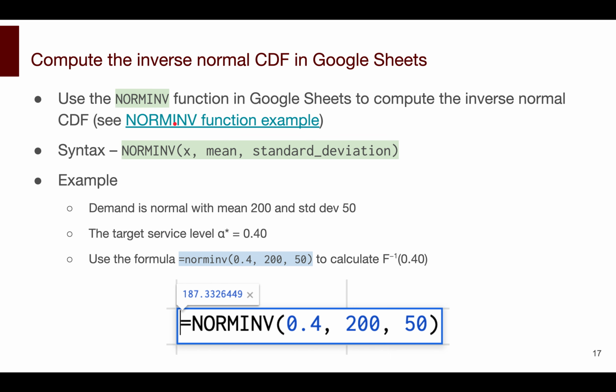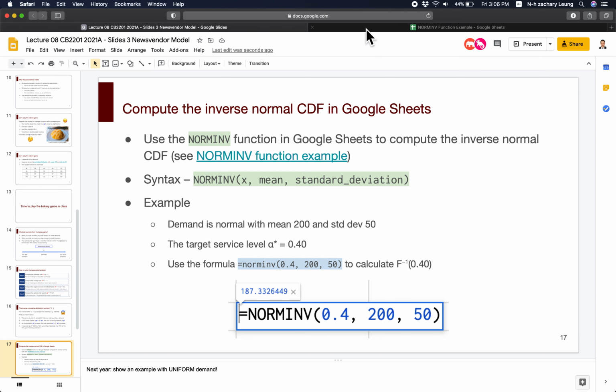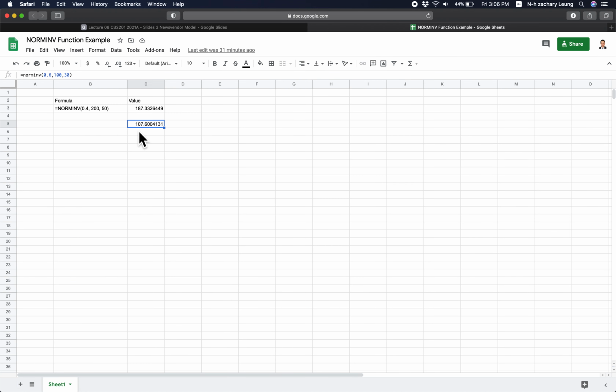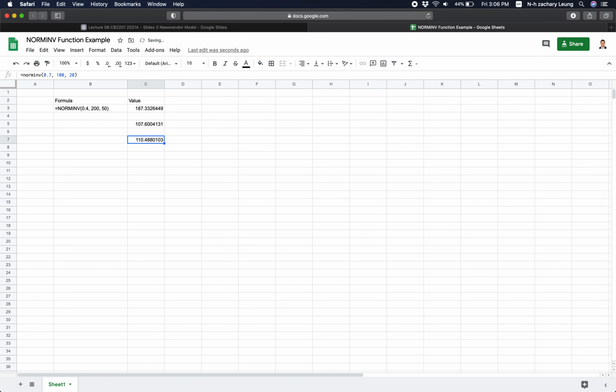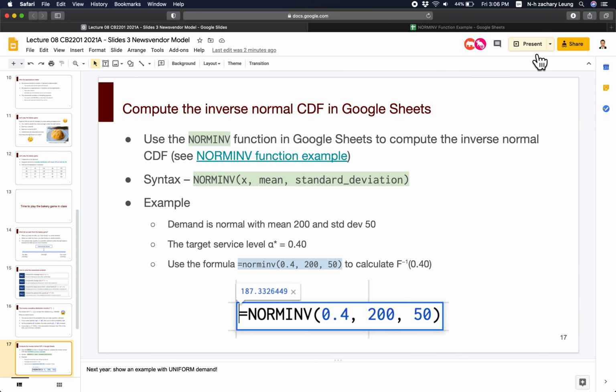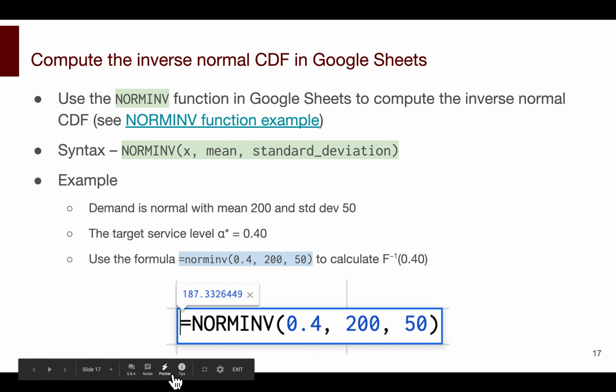Basically you can do some very basic coding in Google Sheets, just using a formula. Let's open it just to show you. You need to type equals the name of the function, which is NORM.INV, then the probability you want, for example 0.7. The mean, let's say it's 100. Standard deviation, let's say it's 20. And that's the inverse CDF for this probability, this mean, and the standard deviation.